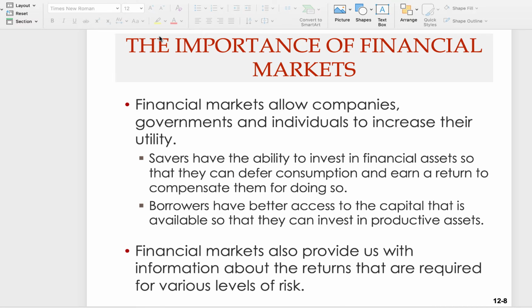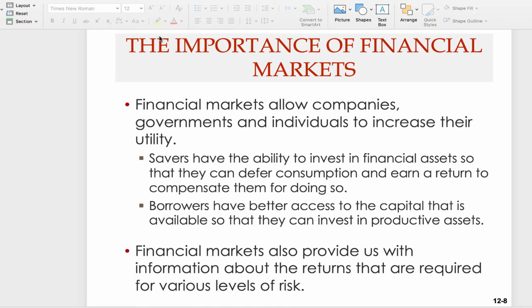Okay, so what we're going to do now is look at financial markets from a historical standpoint. But before we jump into that, it's important to recognize why financial markets are so important. Well, they allow companies, governments, and individuals to increase their utility. What's utility? It's an increase in my benefit.